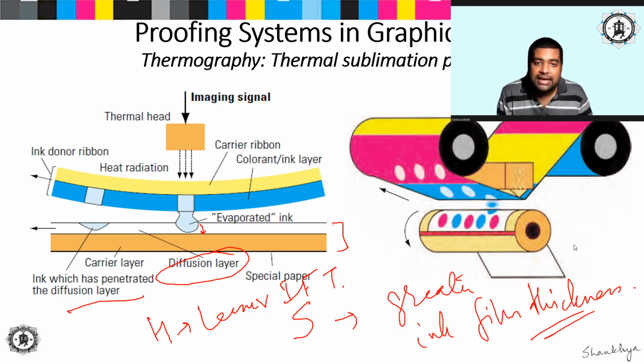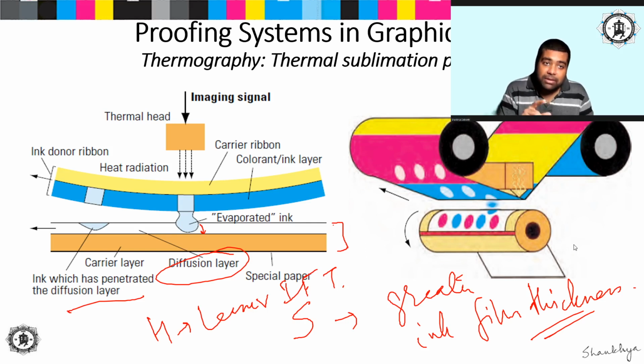But in case of your thermal sublimation process, because of the presence of the diffusion layer in the paper, that determines how much of the image will actually be formed in the area. Of course the ultimate deciding factor is the thermal head. If there is a greater amount of heat, then a greater amount of ink will be evaporated and transferred onto the paper, and hence the diffusion of that ink into the diffusion layer will be high. Thereby the ink film thickness there will be higher.